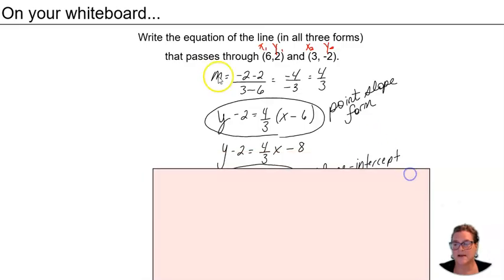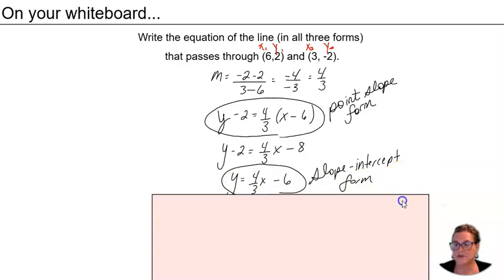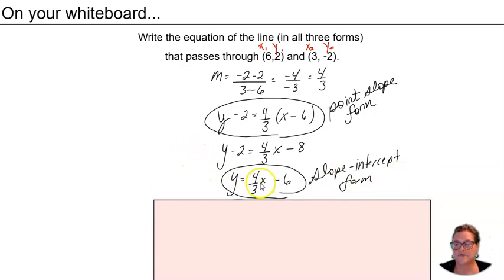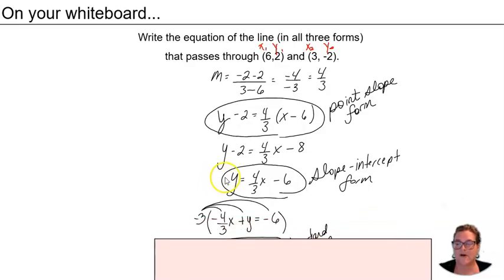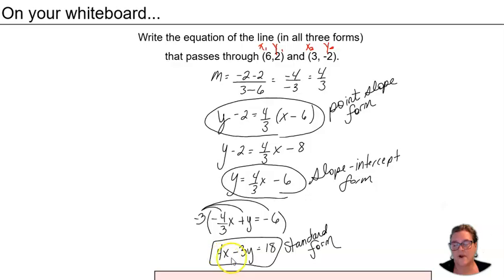Okay, next I distributed that 4/3 over the parentheses, and I have y minus 2 equals 4/3 x minus 8. Okay, then I'm going to add 2 to both sides to get into slope-intercept form. y is equal to 4/3 x minus 6. Okay, to go from slope-intercept form into standard form, I multiply all the terms by the denominator of 3, and I moved my 4/3 x to the other side. So that puts me in standard form with a 4x minus 3y is equal to 18.